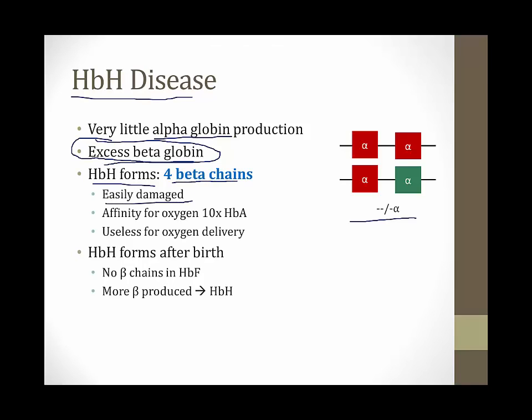This type of hemoglobin is abnormal. It's easily damaged. It also has a very high affinity for oxygen, 10 times the affinity of hemoglobin A. This makes it useless for oxygen delivery. It will bind oxygen but won't release it to tissues. And the hemoglobin H begins to form after birth. That's because there are no beta chains in hemoglobin F. Beta chains begin to be produced after birth, and when they are produced, they begin to combine together and form the hemoglobin H that occurs in this condition.